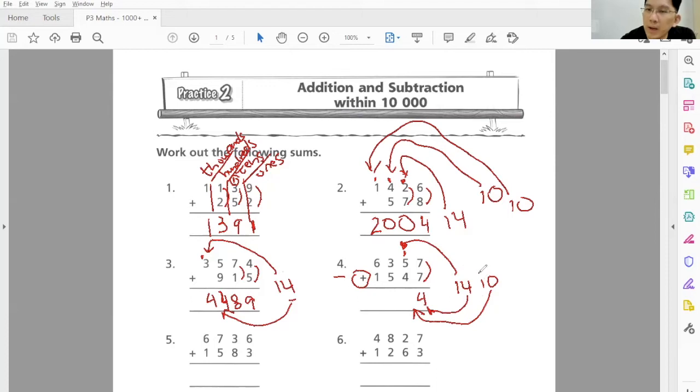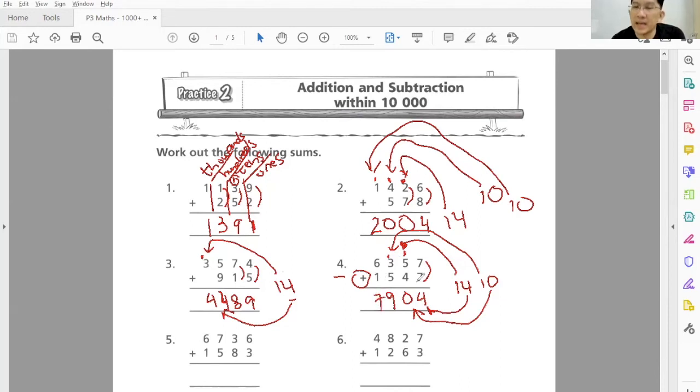Okay, we put the 1 right over here on top of 3. Okay, so that's 0 and that is 1. Good. So now 3 plus 5, 8 plus 1. Okay, that is 9. And finally, 6 plus 1 is 7.